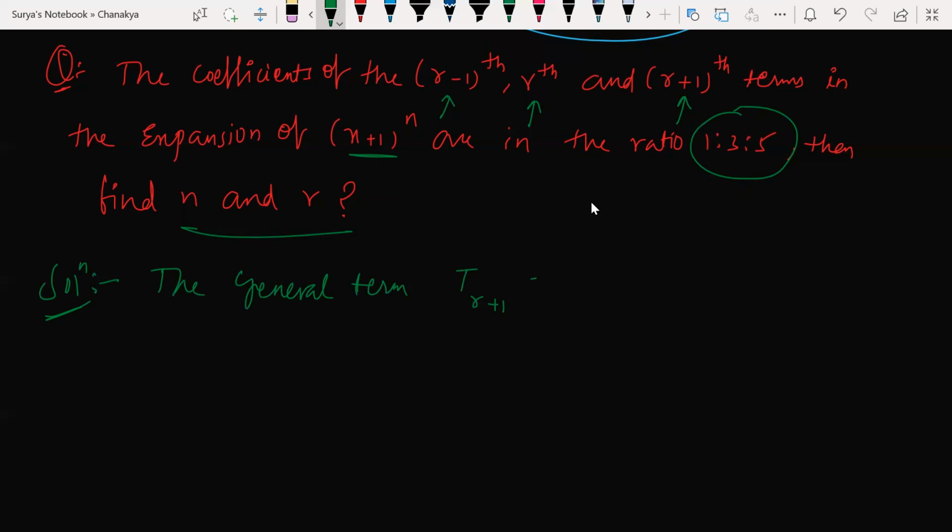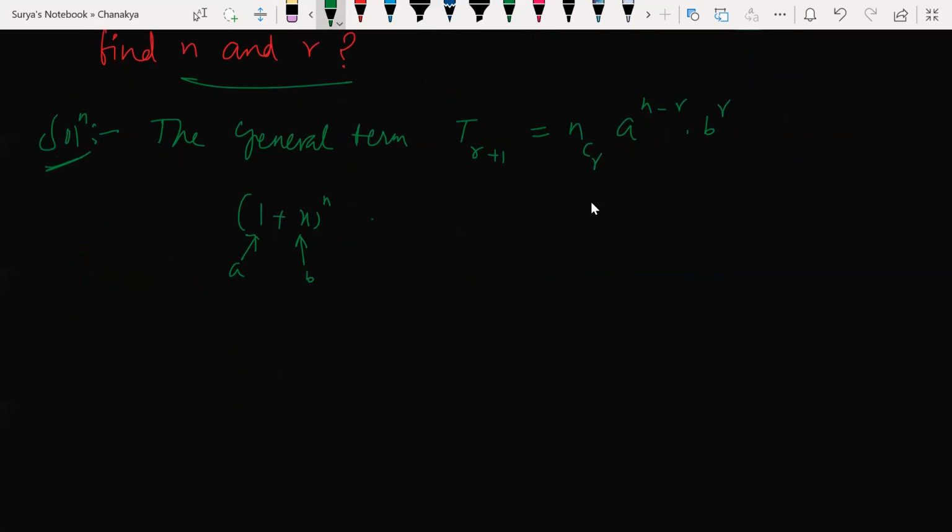What is the general term formula? T(r+1) is equal to nCr a to the power of n minus r into b to the power of r. Correct? This is the general term formula. So here is the binomial expansion. What is the binomial expansion given to you? This is an expansion given to you, right? Or else you write this as (1 plus x) to the power of n. And what is b and a here? This is my a, this is my b. Correct?